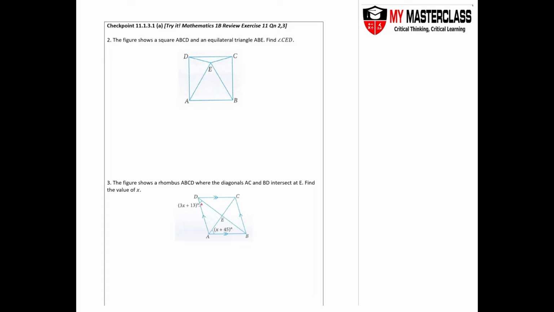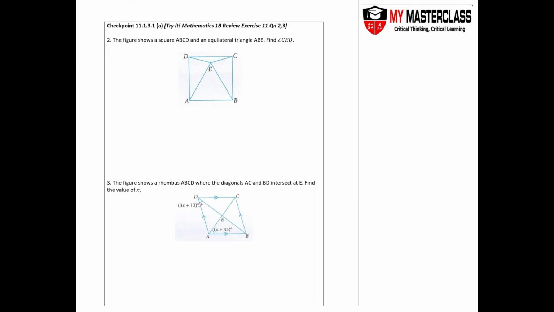Now, in the chapter of polygons and geometrical constructions, let's take a look at checkpoint 11.1.3a. Okay, this is question 2. The figure shows a square ABCD and an equilateral triangle ABE. They're asking you to find the angle CED.